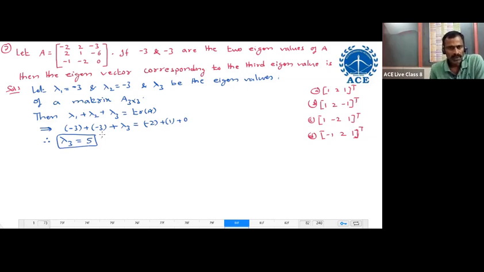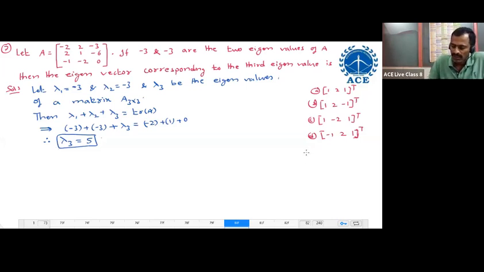So corresponding to eigenvalue 5, we need to find the eigenvector. If we want to do the problem by the direct method, we can do it just like the previous problem. For that method, we require the eigenvalue. But if we use the verification method, we do not require the eigenvalue. Without finding the eigenvalue, we can choose the answer by verification.